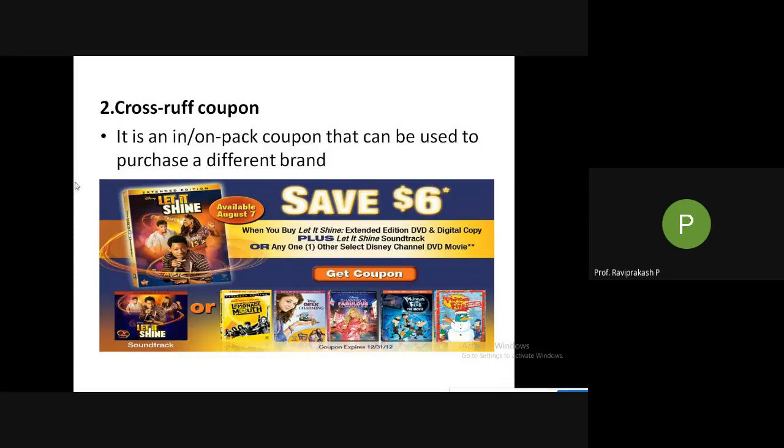Earlier, what used to happen? They used to buy CDs. So here they are saying you save $6, available August 7. If you buy this particular product, you can save $6 on all the other ones here. So here, get a coupon to get this Lemonade Mouth or whatever. So for these other CDs or DVDs, you can save around $6. You can buy any one of these.